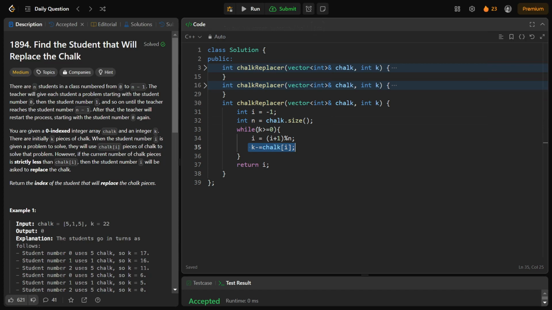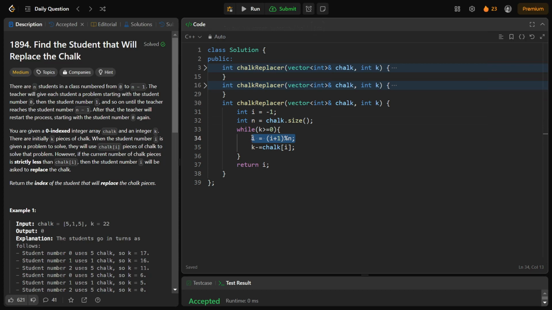Till the time my k is greater than or equal to 0, that means I can still process the chalks, right? So I give the chance to the next student, and the next student, and if you see this i, this modulo n is for cycling back to the first student. So you increment the pointer and you cycle back to the first location. So that is basically how you traverse this array in a cyclic form.